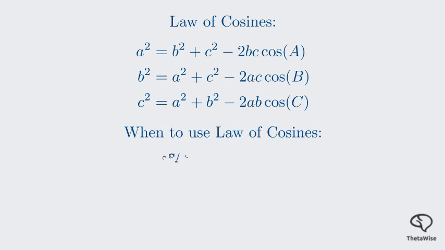First, when you have a side-angle-side, or SAS, triangle. This means you know two sides and the angle between them. Second, when you have a side-side-side, or SSS, triangle. This means you know all three sides. In both of these situations, you can't use the law of sines to start, so the law of cosines is your first step. Let's see an SAS example.